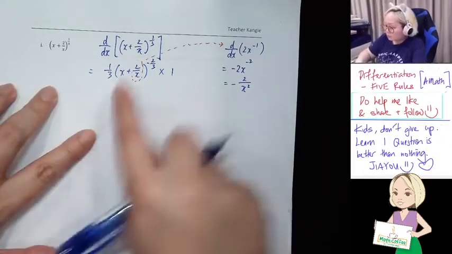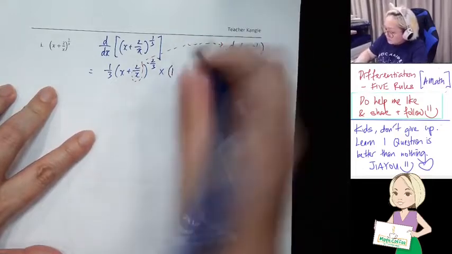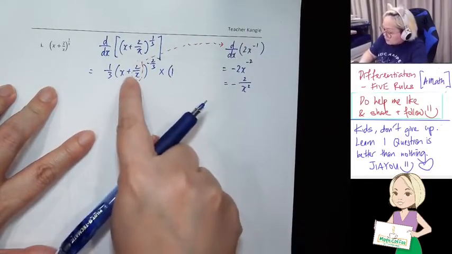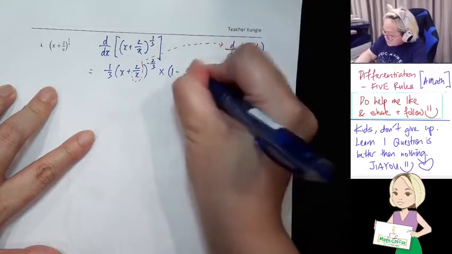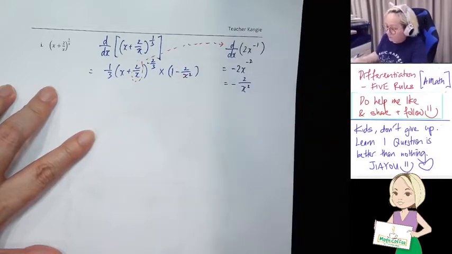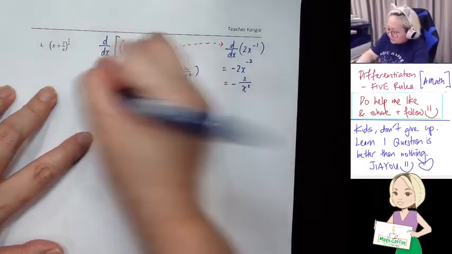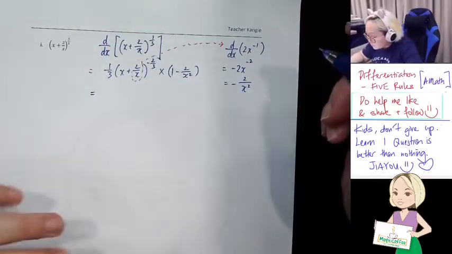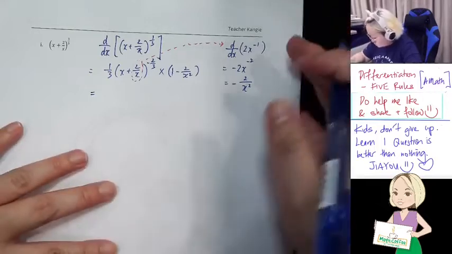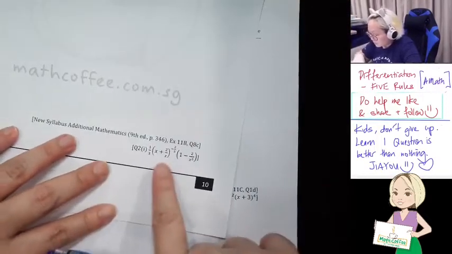Then I just need to put here, multiply by differentiate inside, which is 1 minus 2 over x squared. Agree? Then after that, I just need to simplify. So let's see. Actually no need, you see the answer is just like that.